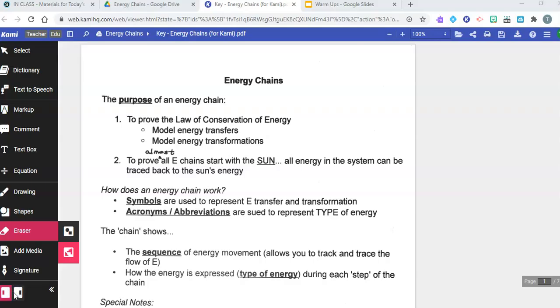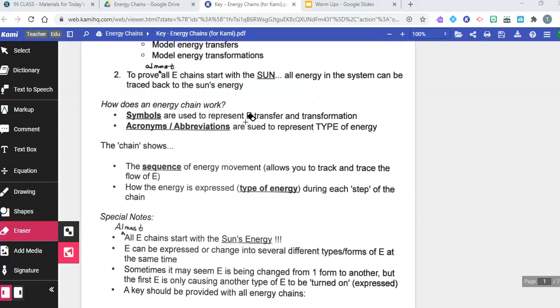So what we are going to do now is learn how to draw out an energy chain. An energy chain is just a visual or diagram, and the purpose is to show you what's happening to energy during an event, or what's happening to energy within a system. So the important thing about an energy chain is that it actually proves the law of conservation of energy, because it's going to allow us to trace and track where the energy came from and where the energy is going. So it's proving that energy was not created or destroyed.